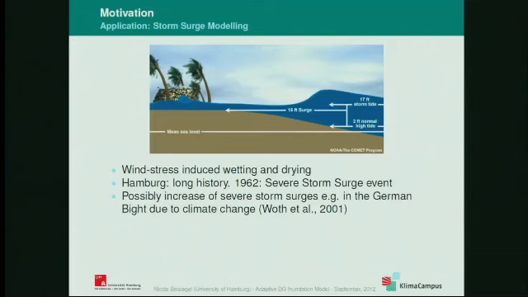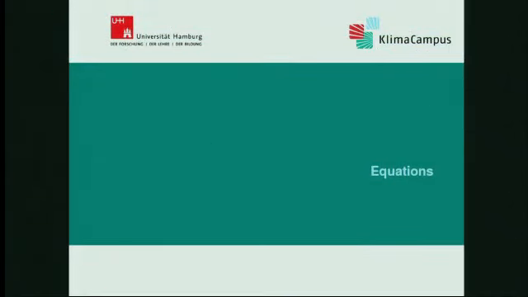And it's also related to climate change, because there are studies going on investigating whether the number of severe storm surge events in the German Bight, for example, will decrease or increase. And if you have a look at the paper by Woth et al. from 2001, it suggests that it's very likely that the number will increase. So we believe that having a model that is able to accurately simulate storm surges could be necessary.